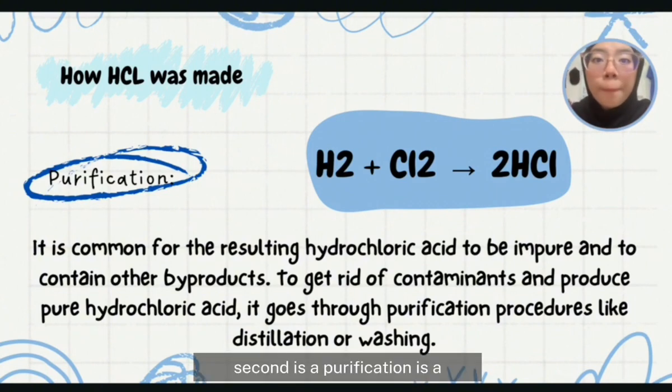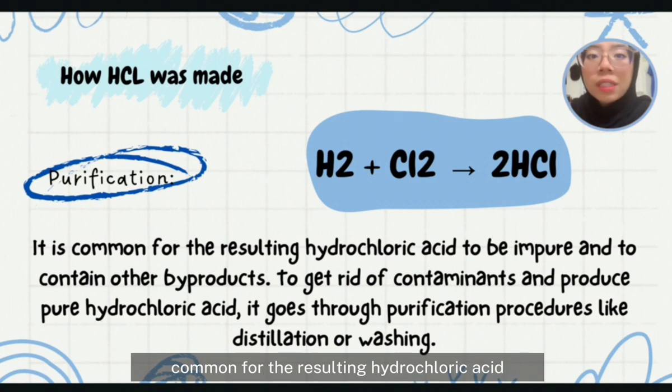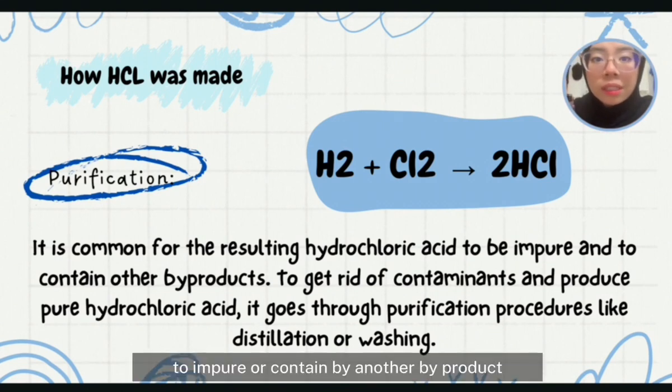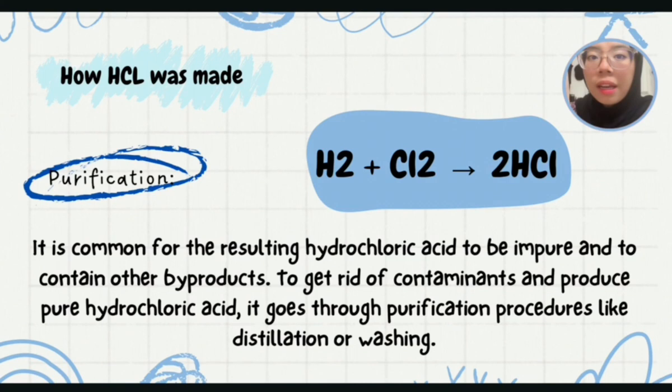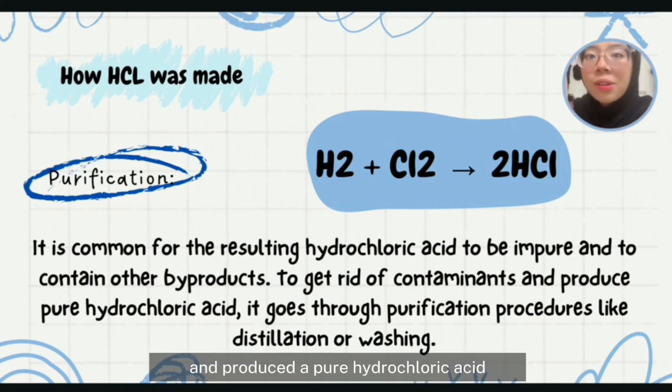Second is purification. It is common for the resulting hydrochloric acid to be impure or contaminated by other byproducts. So, to get rid of the contamination and produce a pure hydrochloric acid, it goes through a purification process like distillation or washing.